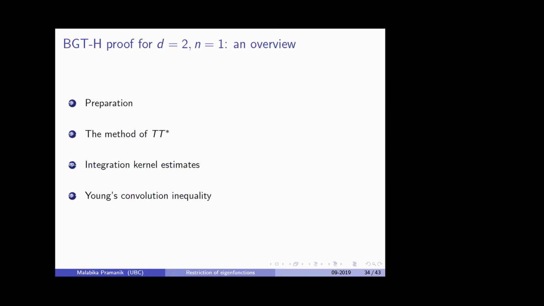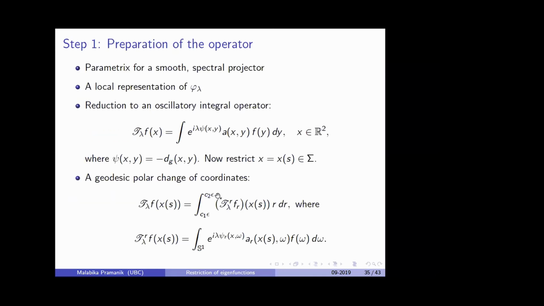The other advantage is that TT star is an operator whose integration kernel is an oscillatory integral with a non-degenerate phase function. And this suggests invoking the method of stationary phase, which is the key third step. The outcome of stationary phase is then handled by Young's convolution inequality. So let's go into a tiny bit more detail for each step.